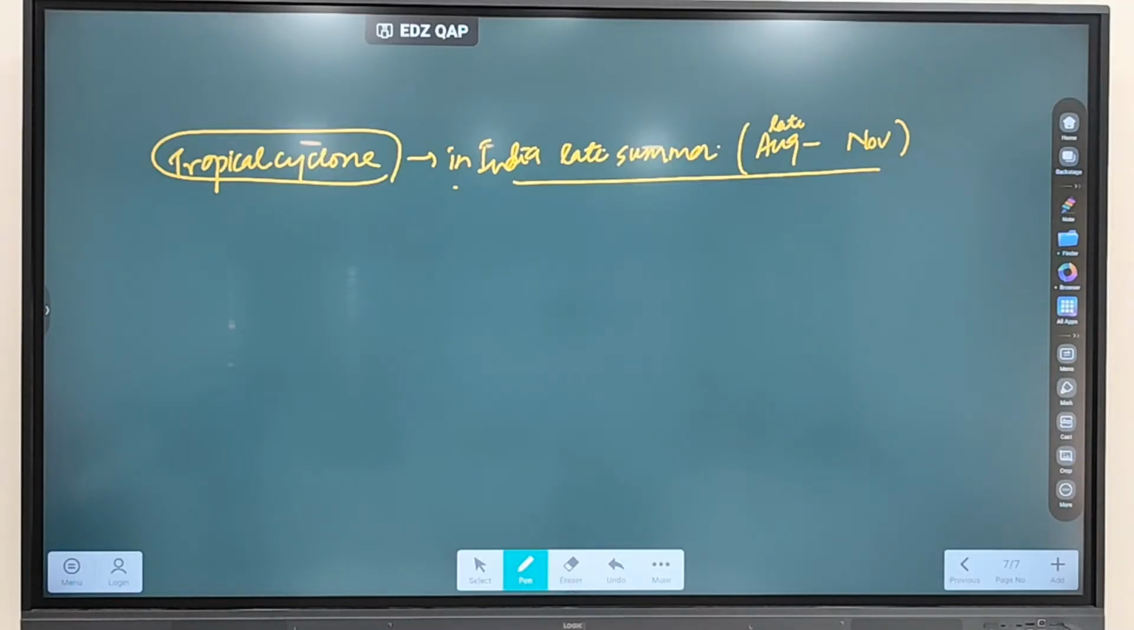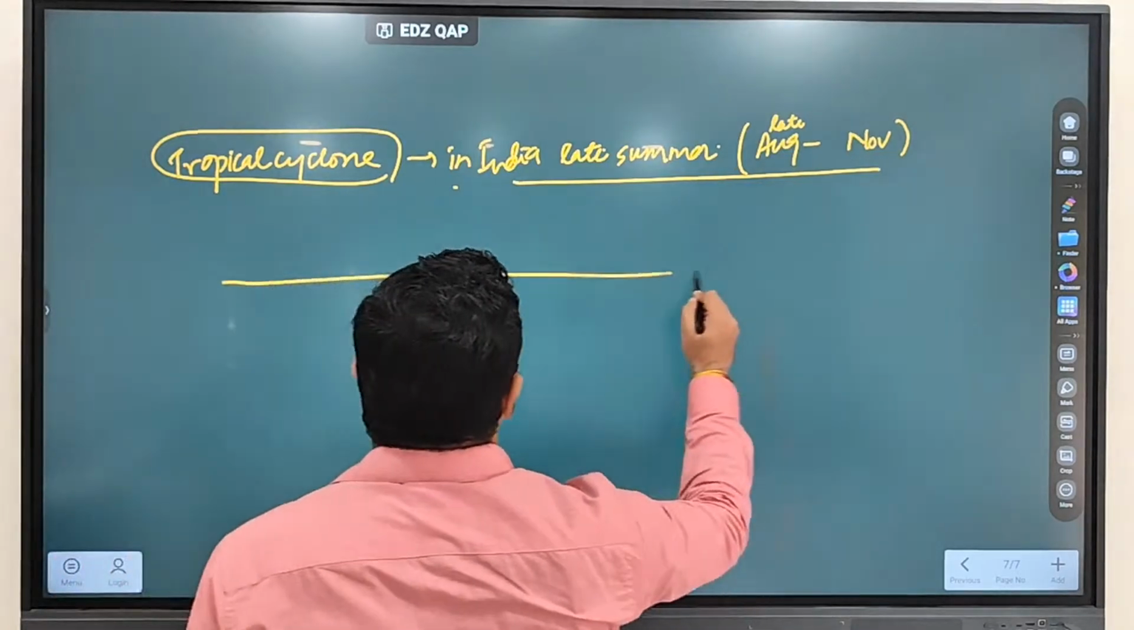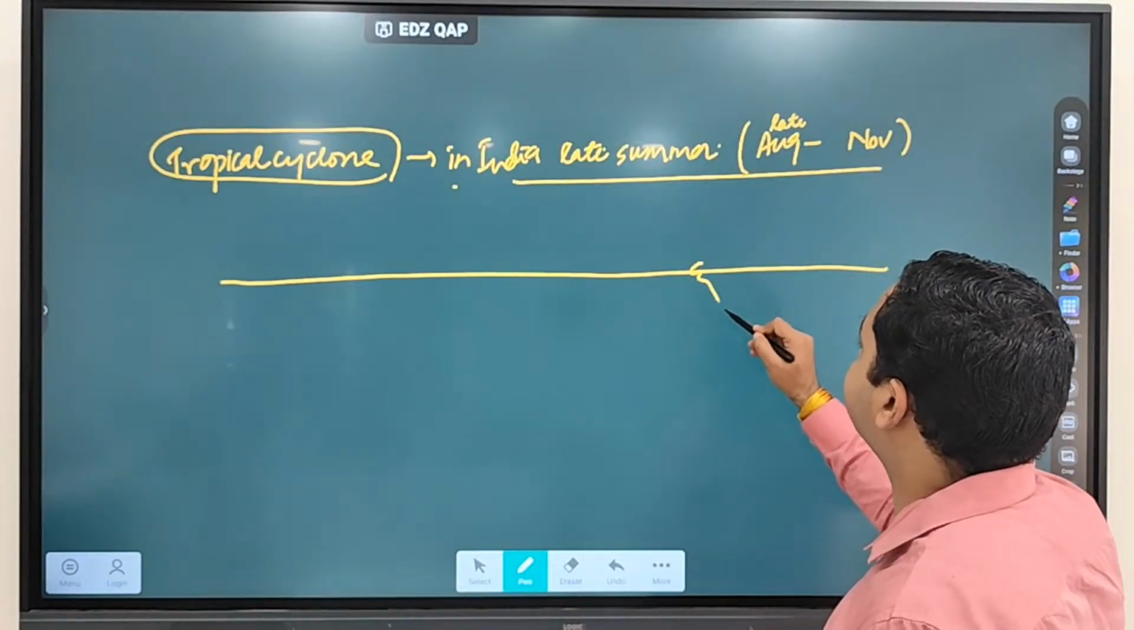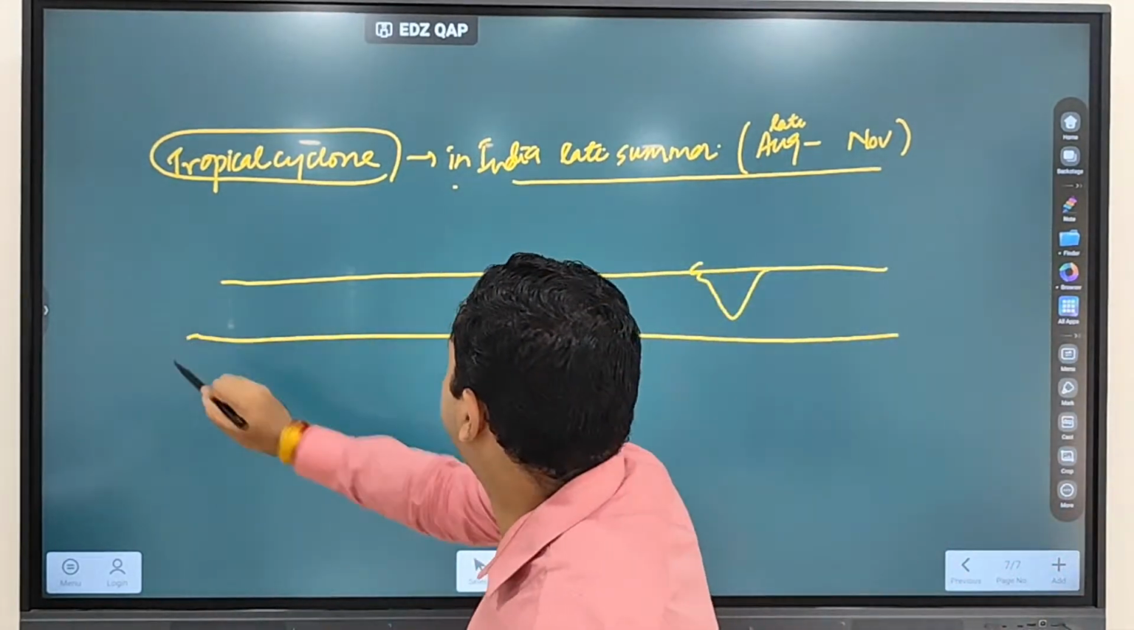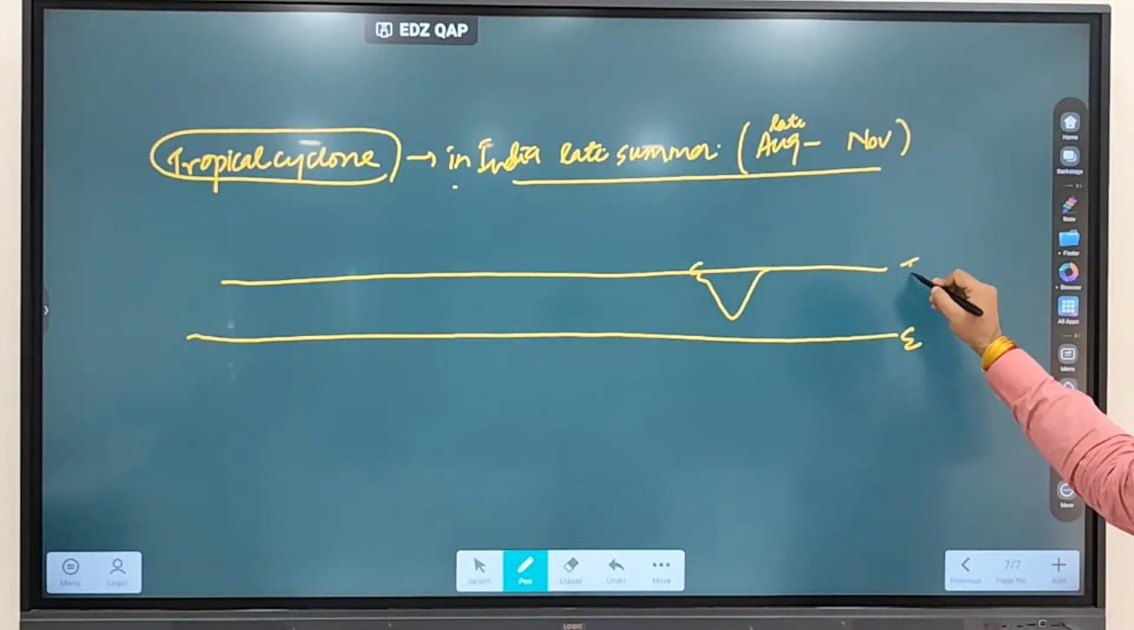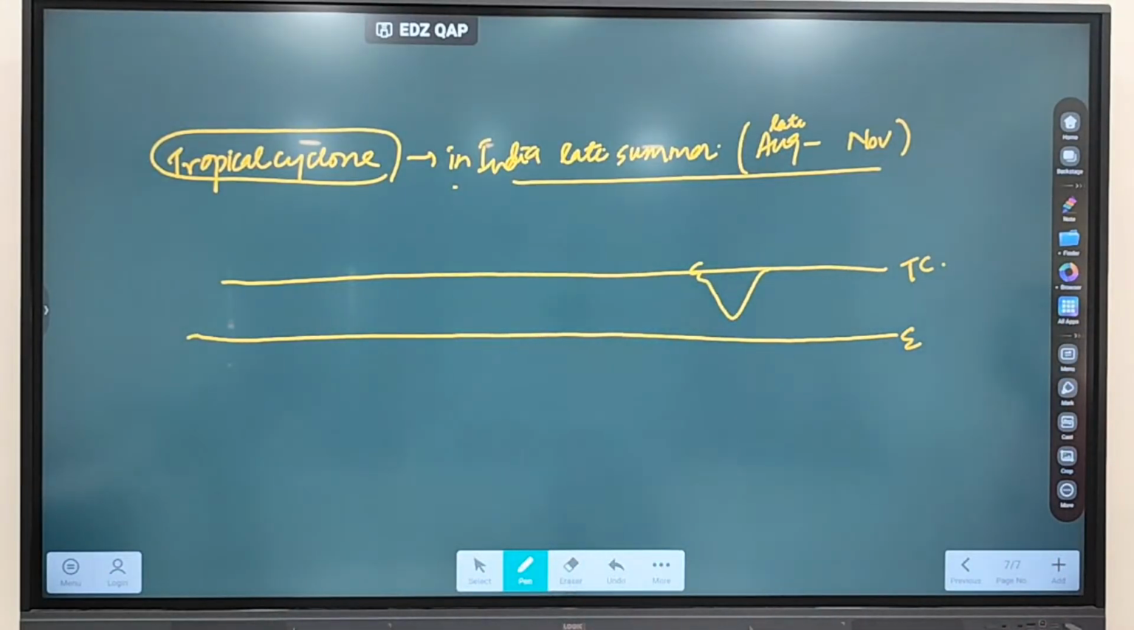Fine. Any other thing? Southwest wind, any other thing? Why do you see tropical cyclone occurring in late summer? So this is your equator. This is where the Tropic of Cancer is.